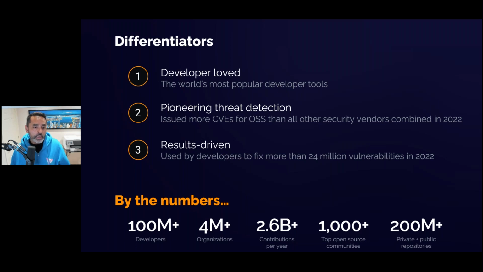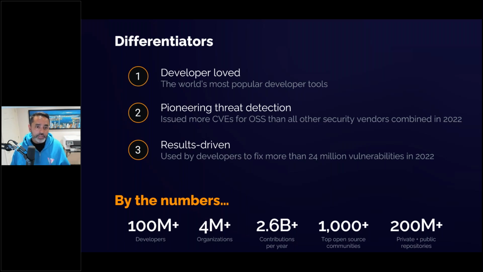In fact, an interesting data point to leave you with is that at GitHub, we've issued more CVEs for open source software projects than all of the other security vendors combined in 2022. So GitHub is really the home of open source software, both for the development of it and the securing of it as well.